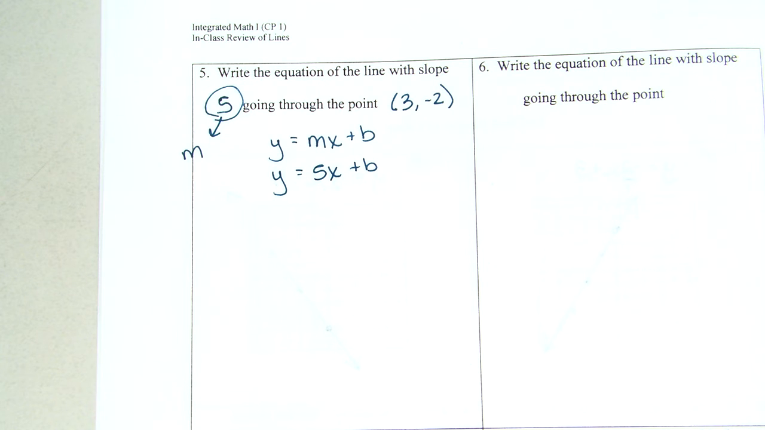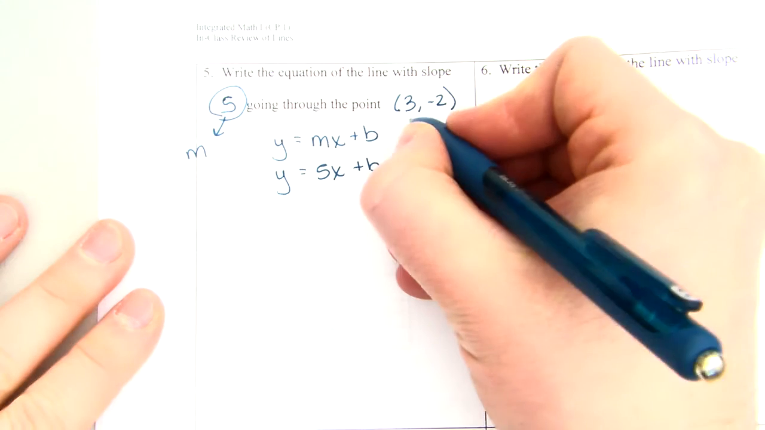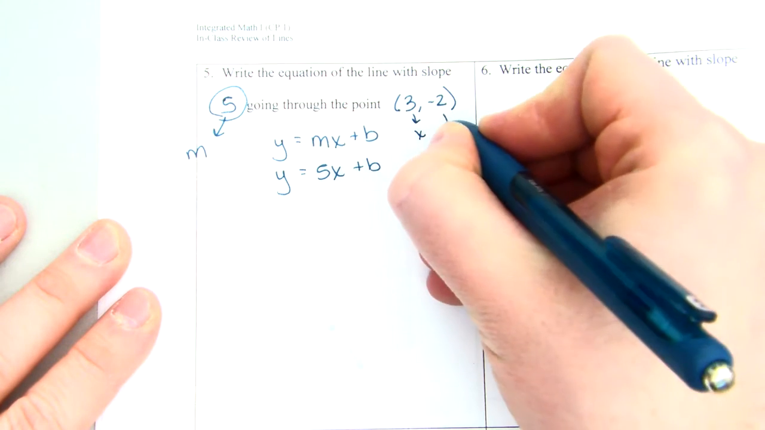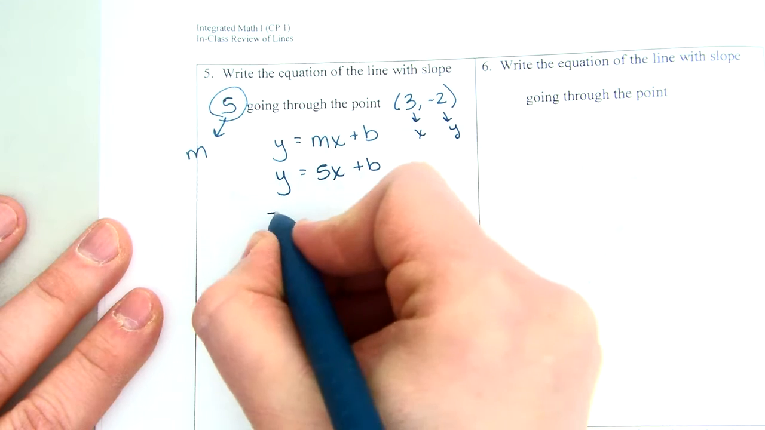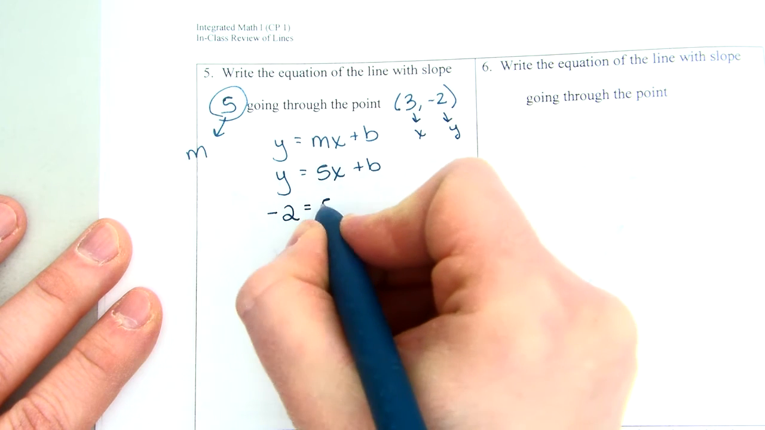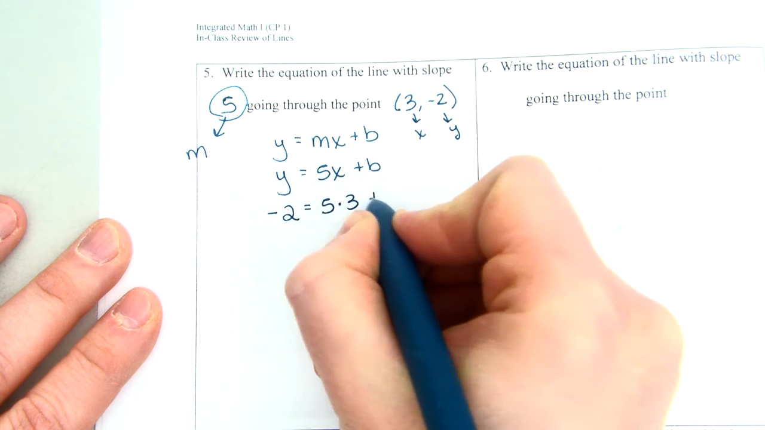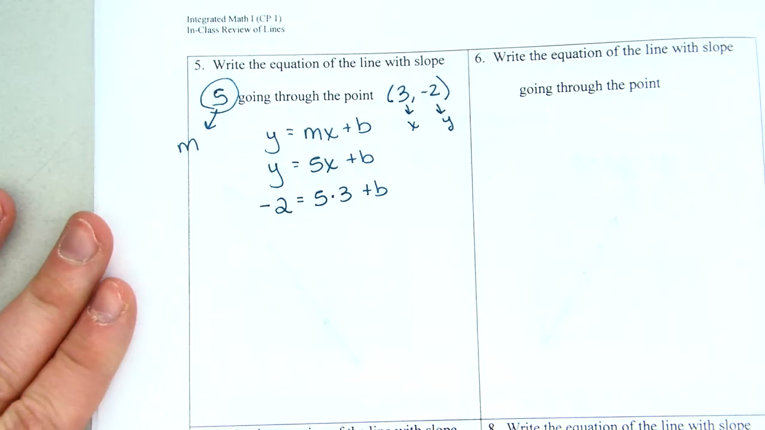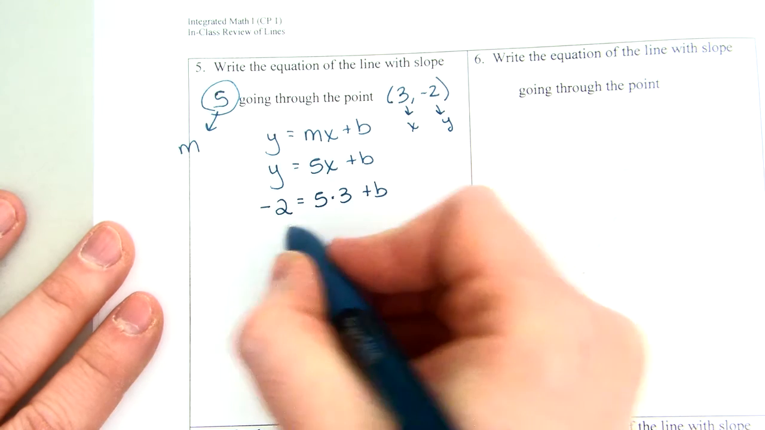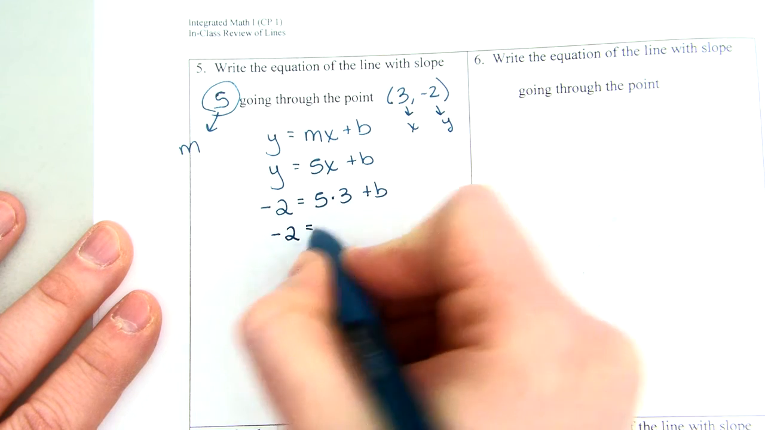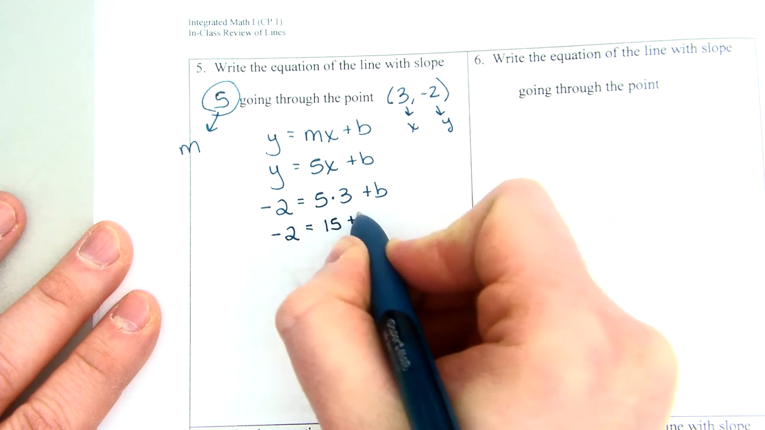Kaylin? Yeah, plug in those numbers. Plug in the 3 for x and the negative 2 for y, and we're going to make a little equation and we're going to solve. So I'm going to say negative 2 equals 5 times 3 plus b. So I know that 5 times 3 is 15. Negative 2 equals 15 plus b.